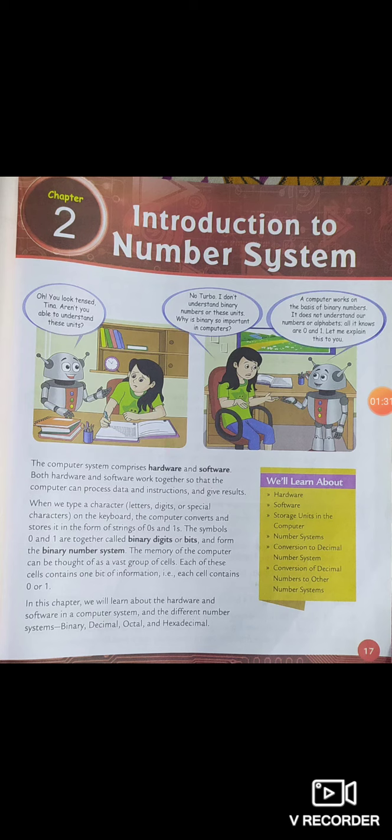In this chapter we will learn what is hardware, what is software, and storage units in a computer. Then we will discuss the number system, and we will also discuss the conversion from decimal to binary and binary to decimal system. Here there are also the octal and hexadecimal systems. So let's start with hardware.